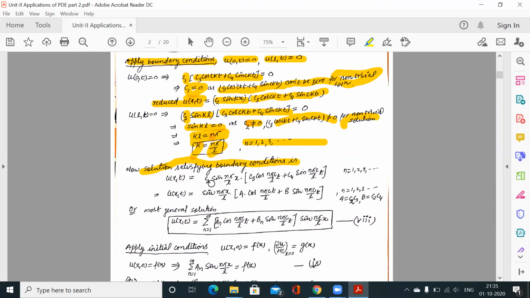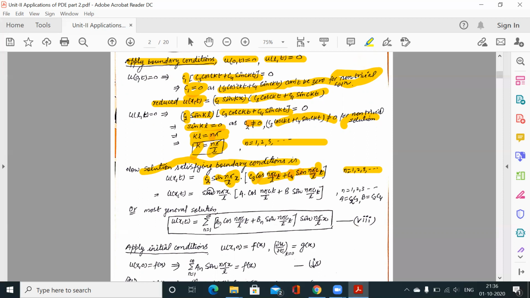So C2 sin kx was there, so for k we are writing n pi by L x, into C3 cos ckt was there, so for k again we are writing n pi by L, so n pi c by L into t, and C4 sin ckt, so c is there, and for k we are writing n pi by L, so sin n pi c by L t, where n is either 1, 2, 3 or any number up to infinity.